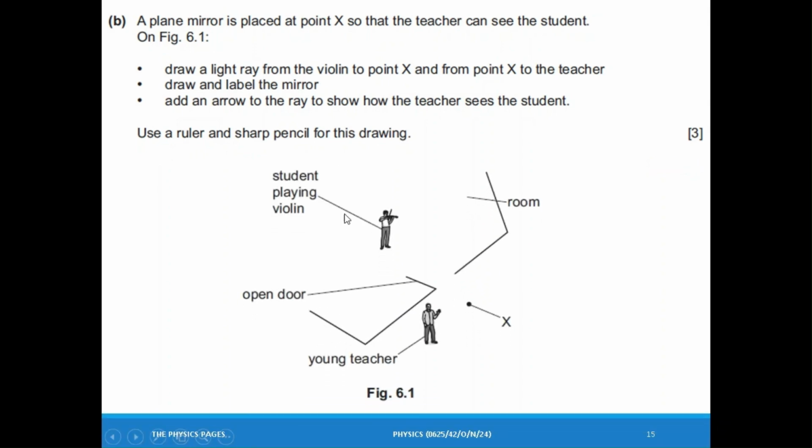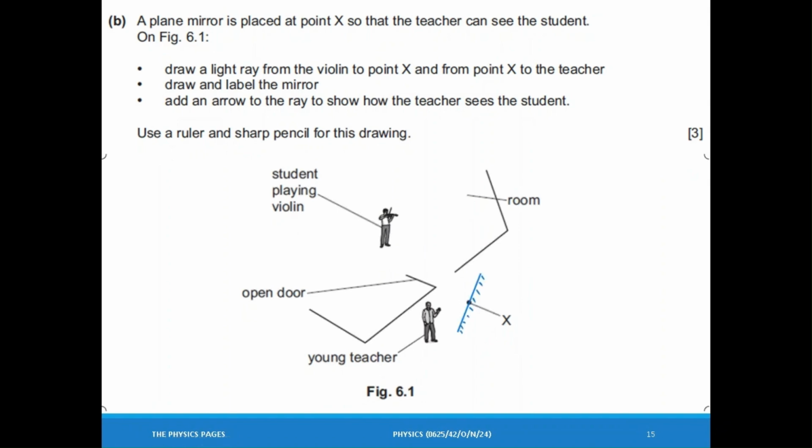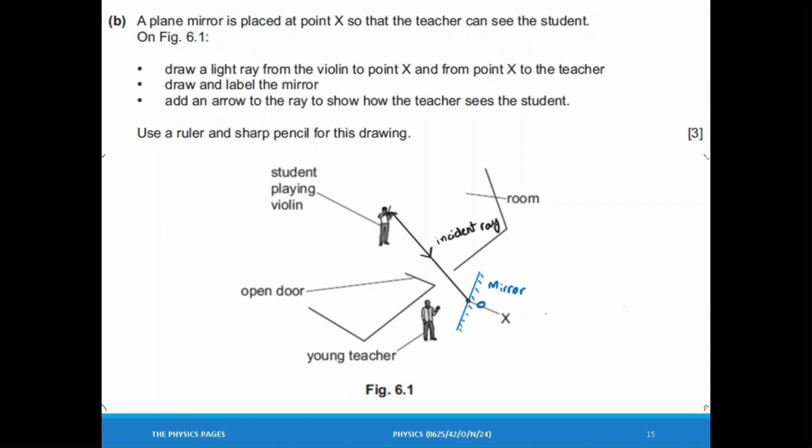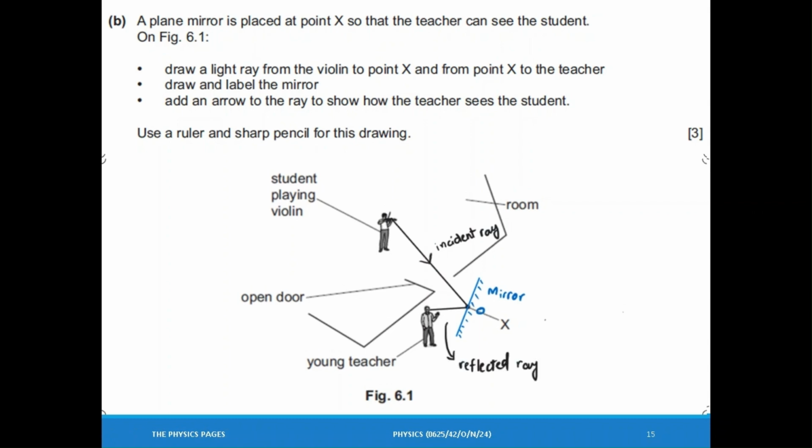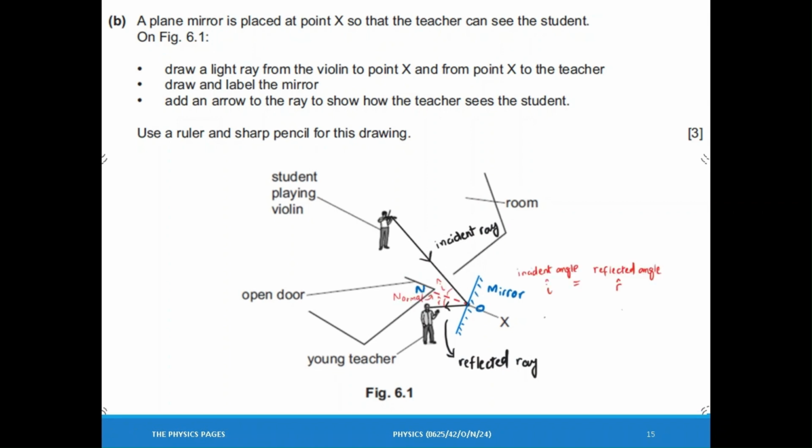First of all, we have to draw a mirror having one silvered side while the other is shiny. Now we have to draw an incident light ray from the violin to point X, which is labeled as the incident ray. Another ray from point X to the teacher is labeled as the reflected ray. A dotted line represents the normal. The angle of incidence I is marked between the incident ray and the normal. Also the angle of reflection R is marked between the reflected ray and the normal. Here we need to take care that the angle of incidence I should be equal to the angle of reflection R.